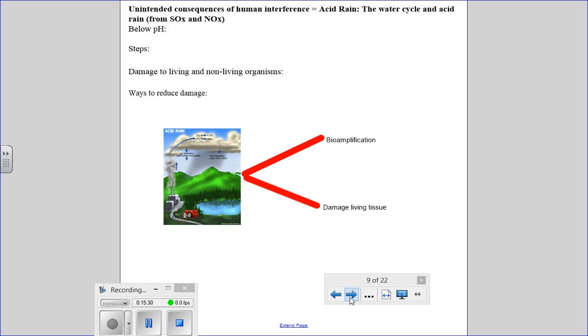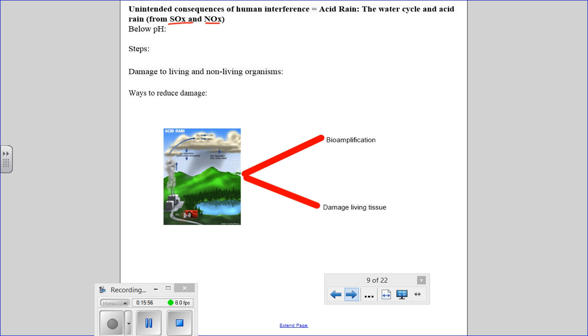The last thing that we'll talk about is some unintended consequences of human interference, the idea of acid rain. Acid rain is just one way that humans can interfere with the water cycle. We do a ton of things that mess up water. Acid rain is just one of them. Now, you'll see that I'm saying it's coming from SOx and NOx. You might say, what is that?